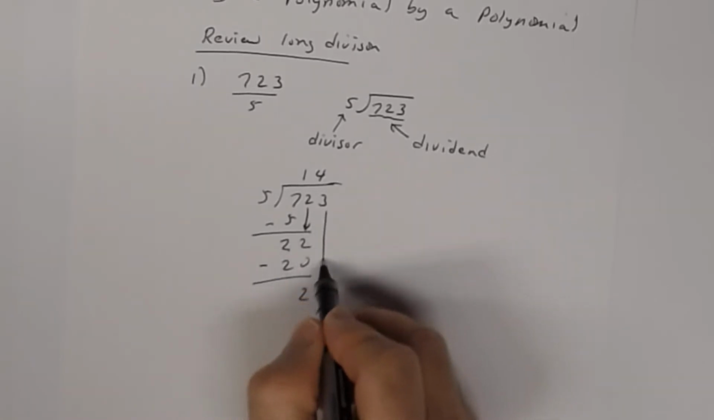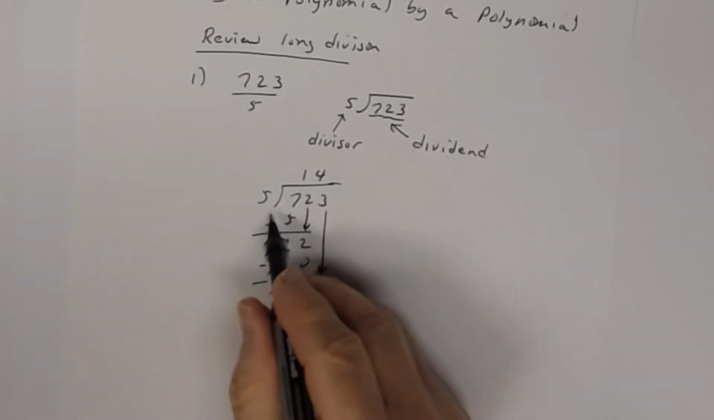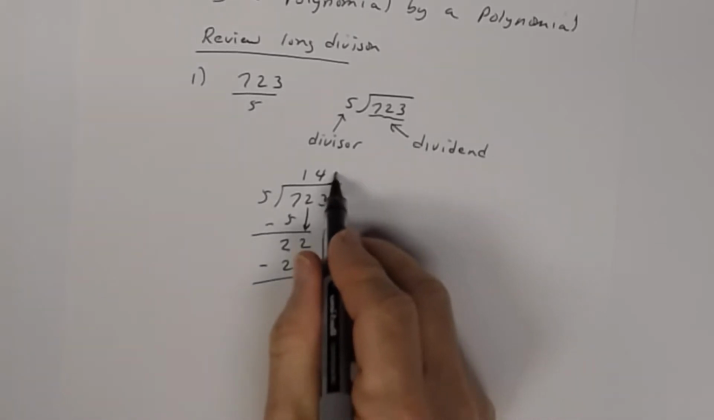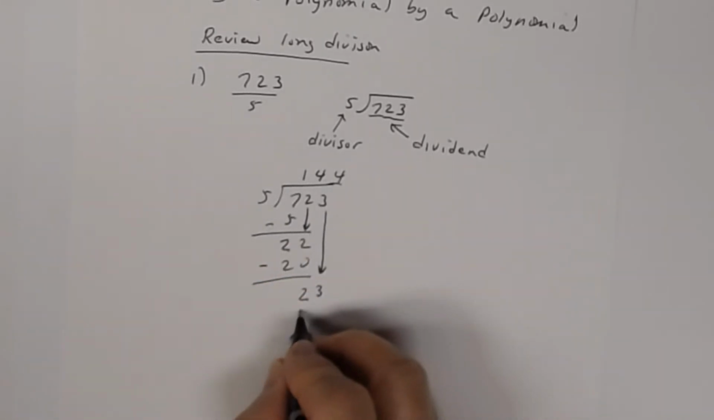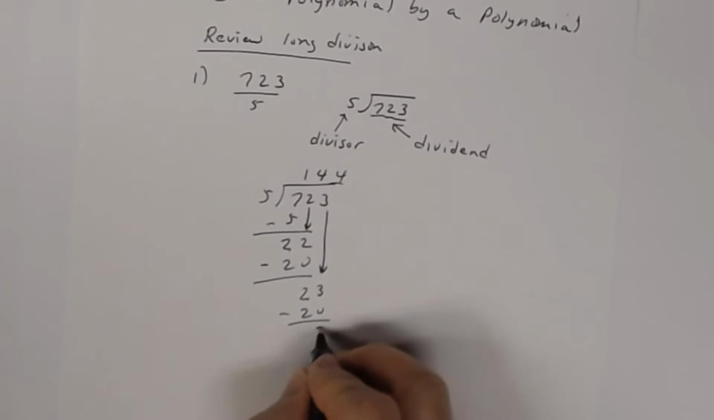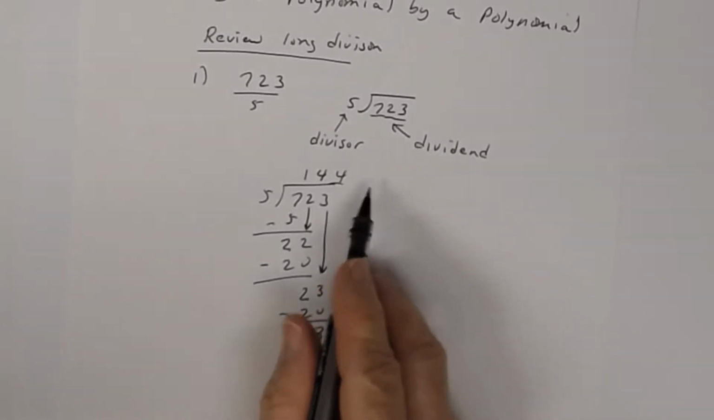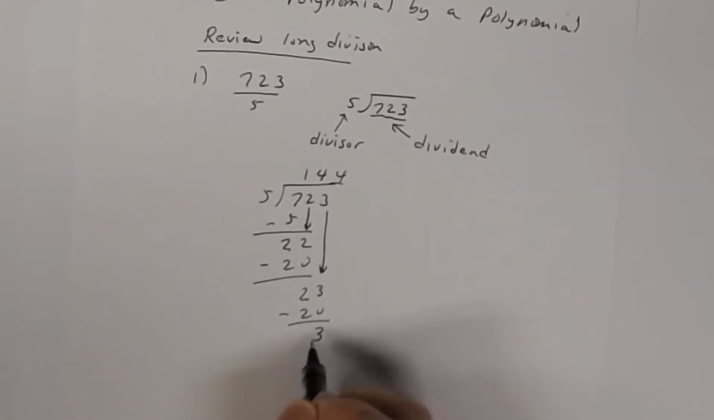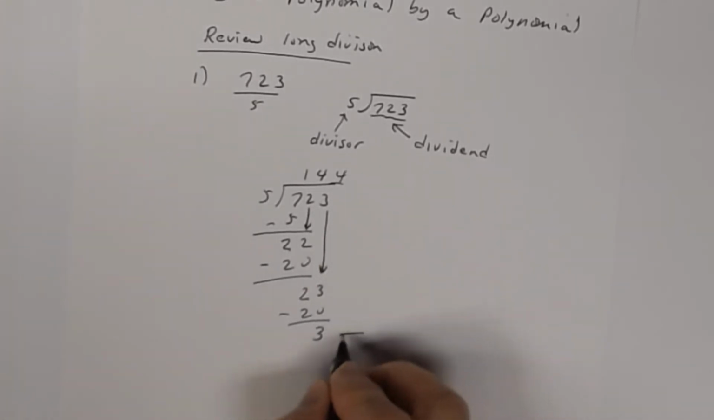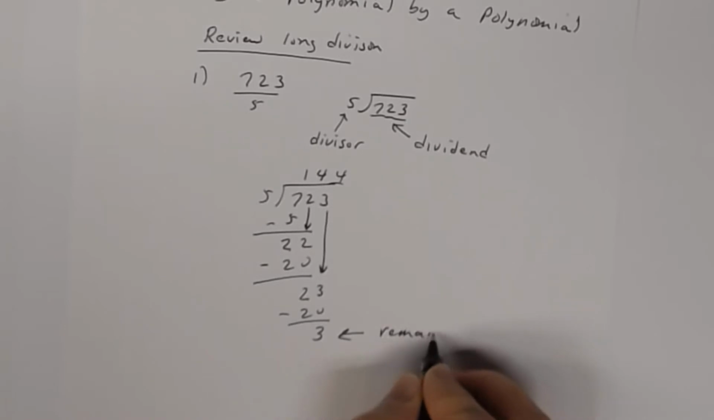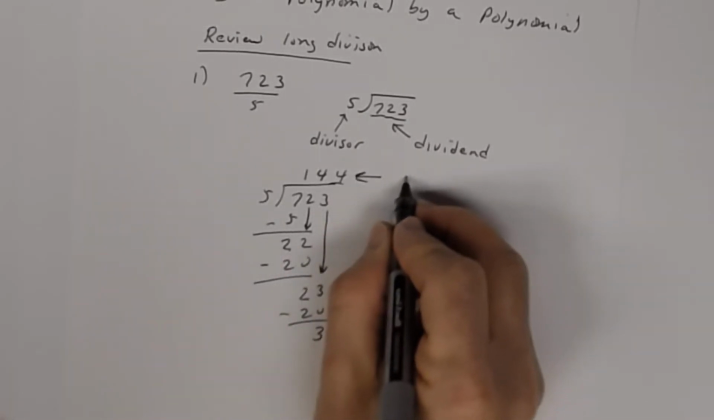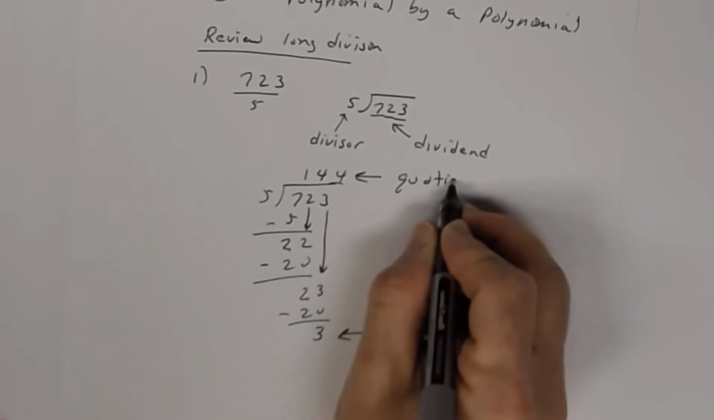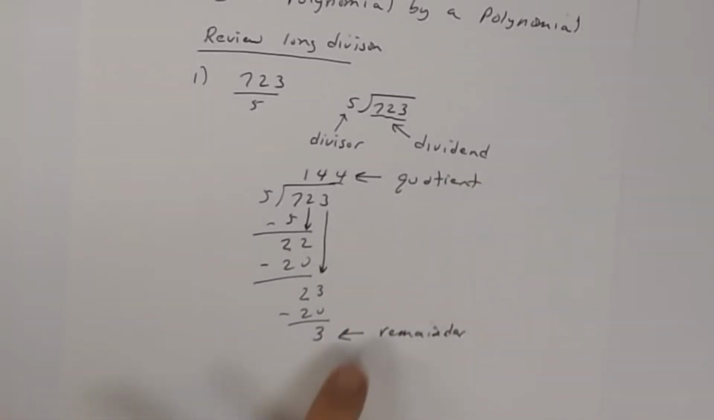And then you brought down the next term. And then you said 5 into 23 will go 4 times as well. 4 times 5 is 20. And then you subtract, you get 3. Now notice there are no other terms left, right? There's nothing else for you to bring down. So this final number you see right here, that's called the remainder. And this number right here is called the quotient. So your quotient is 144 and your remainder is 3.